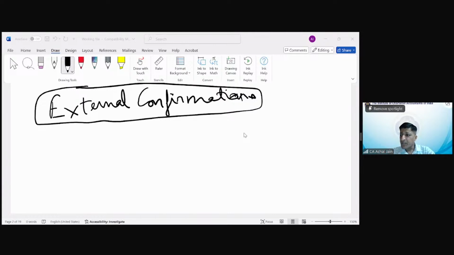Sir, actually, the audit evidence is more reliable when it is obtained from the independent source, that is outside the entity. That is the reason we are seeking the external confirmation, right, to obtain the audit evidence. Okay. Anyone else?